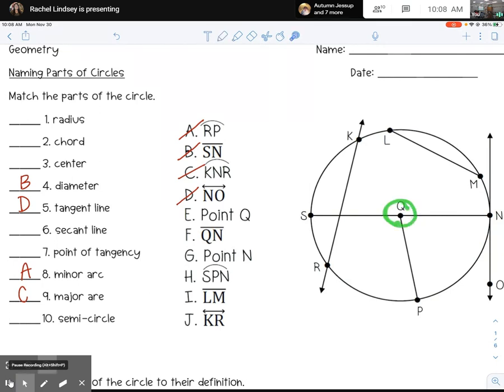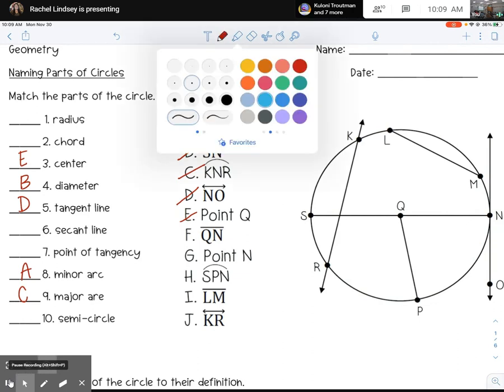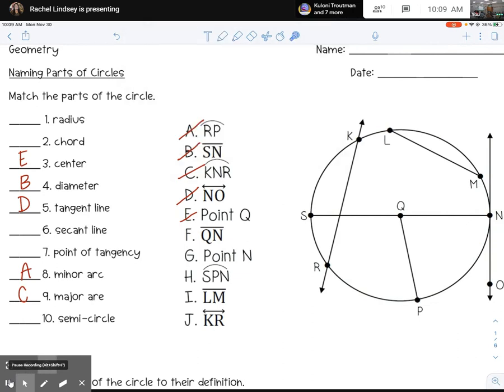What's point Q? The center. E goes on number 3. Okay, QN. What's that? It's a radius, chord, secant, point of tangency, or a semicircle. The radius. So F goes on number 1.